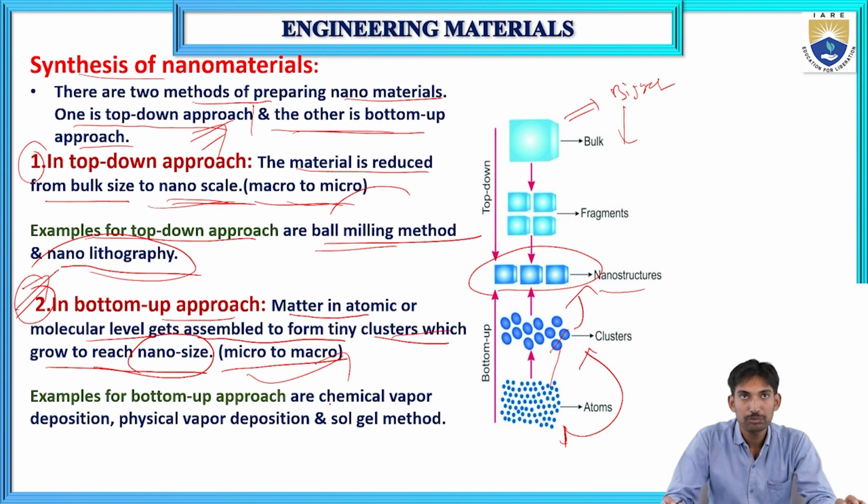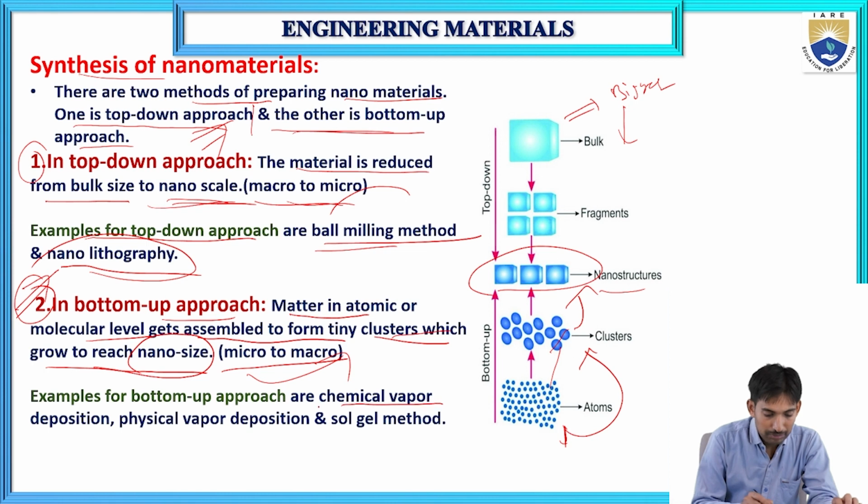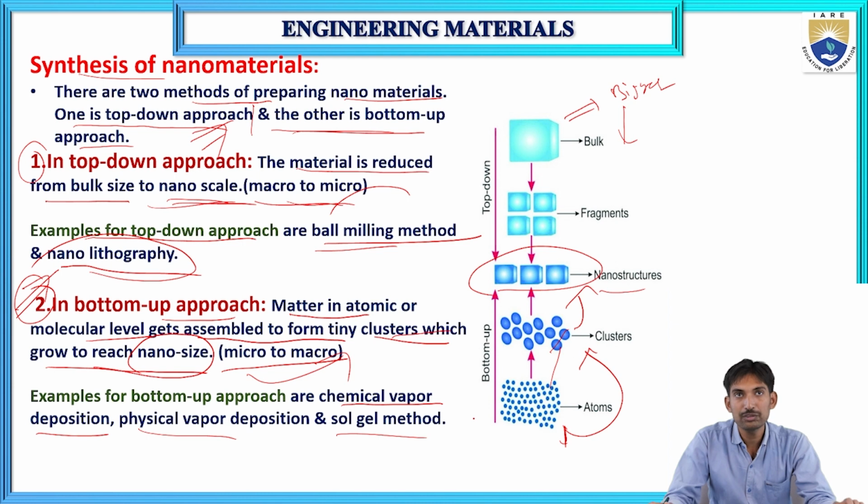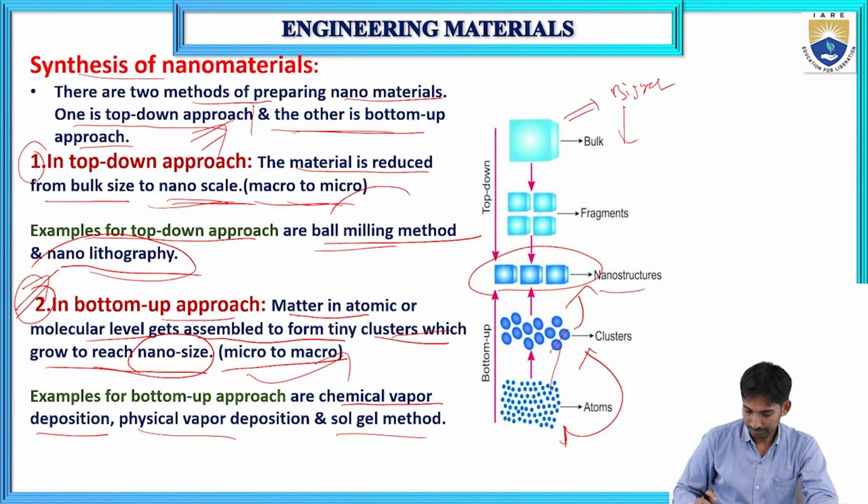In the bottom up approach, we have to convert the micromolecule into macromolecule. In this, the atomic or molecular level gets assembled to form tiny clusters. These tiny clusters lead to nano size particles. The examples for the bottom up approach are the chemical vapor deposition method, physical vapor deposition, and Solgel method.